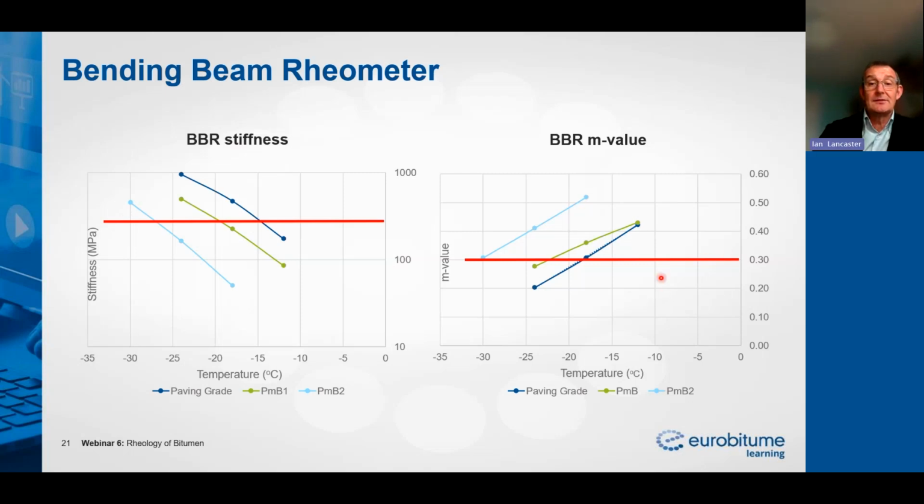Similar thing for the M value. A paving grade bitumen reaches it here at about -17. Different polymer modified grades can take that M value down to below -20, and below -30.